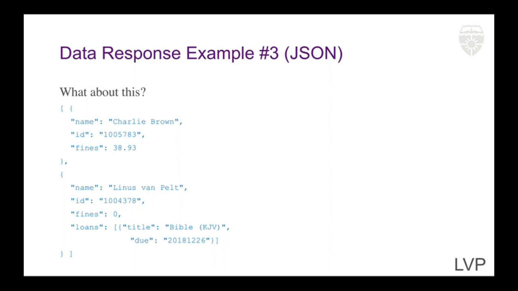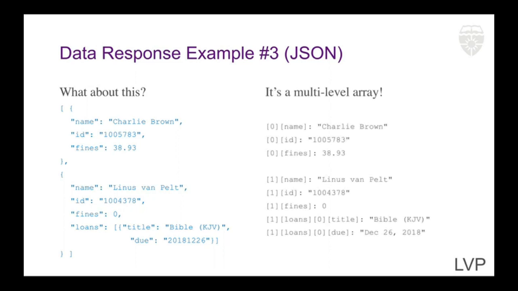We won't worry about that too much right now. Here's an array within the array within the array. So yeah, it's a multi-level array. Once you get this into your program, you can pretty much access it like any other array. Record 0, his ID number, his fines. Charlie has not been good returning his books. Name, ID, fines. What loans he's got out. He must be getting ready for the Christmas pageant.